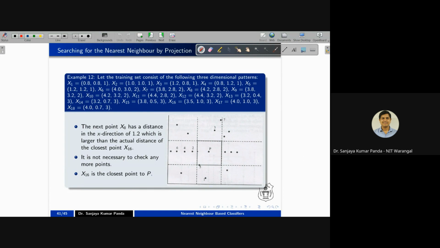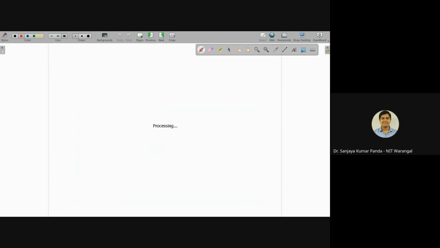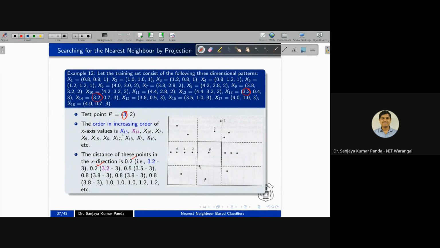Oh, you are asking about the threshold value. I have not used any threshold value here in projection, but I have ordered them based upon the x coordinate. You can see this order we are finding is based upon the closest value to the x coordinate, because the x coordinate is here 3, right? So the closest ones, if you check the entire data set, you are getting x13 and x14.